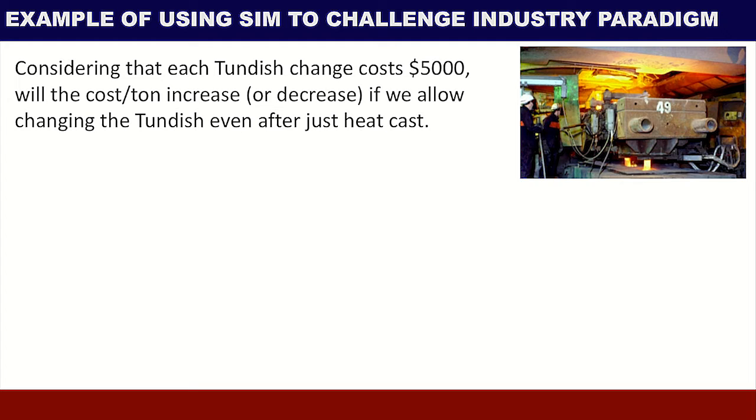I want to just highlight one area where we used the model to really challenge an industry paradigm. There's a paradigm that says, considering the high cost of a tundish change, every time you're changing a product grade and width, you have to change this. It's about $5,000 a change. What would happen to the cost per ton if you were moving more towards a demand-driven system where you are only making what has been sold rather than selling what has been made? What will happen to the cost per ton if you start cutting down your batches?